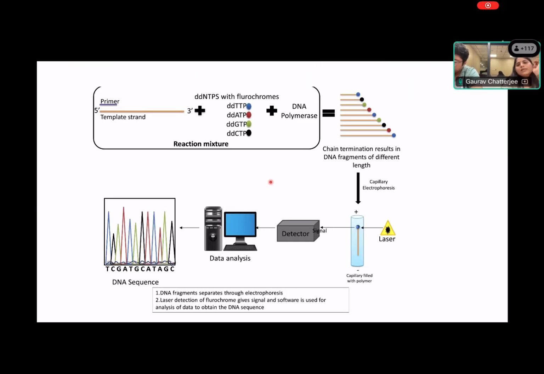So what is the principle of Sanger sequencing? Apart from the primer, the DNA template that we had, and dNTPs, we also have ddNTPs, which are dideoxynucleotides. They are bound to fluorochromes. As soon as these bind to a template, chain termination happens. But they are bound to a fluorochrome, so once they pass through capillary electrophoresis, you can decipher the sequence.